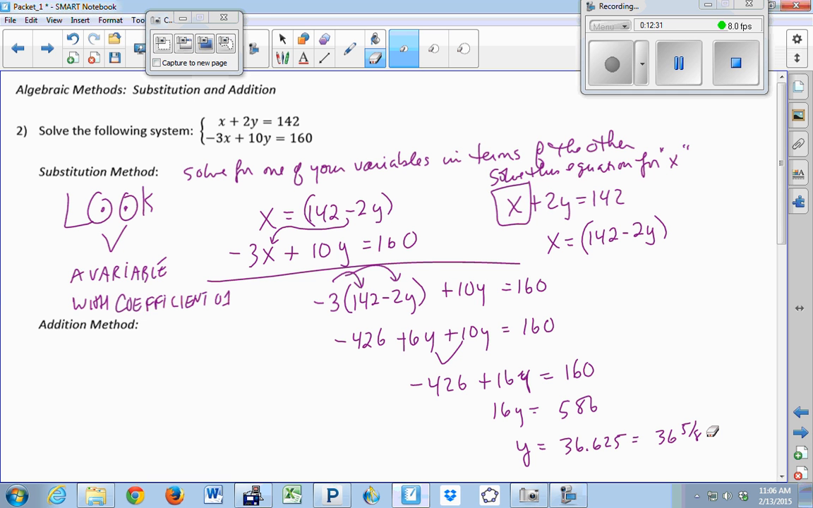So are we done? Have we gotten our answer? Why not? Oh, because I didn't say so, I'm asking a question. I still need to find x, because remember, I'm trying to find a common solution, which is a point on a graph which has both an x value and a y value.